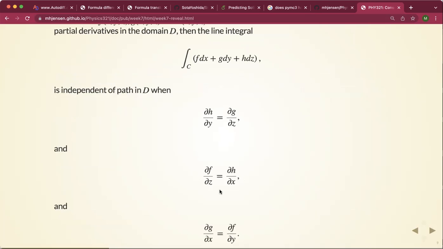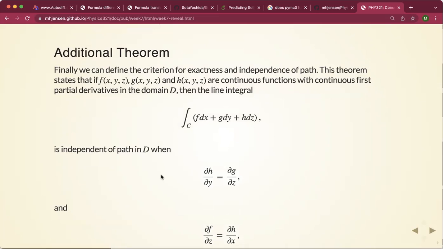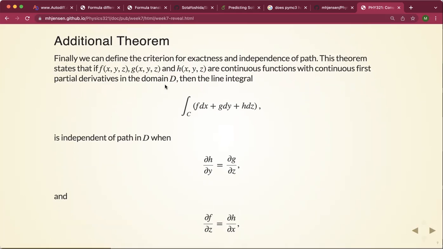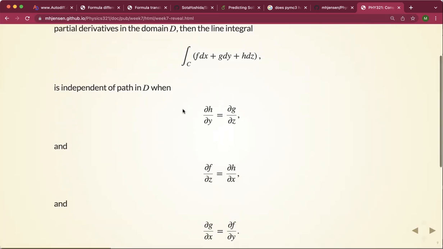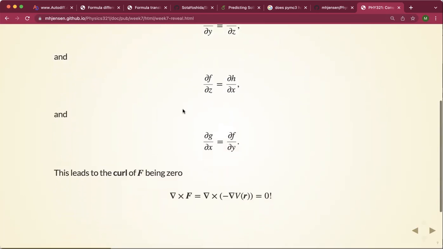And then there is additionally the final part. We can define the criterion for exactness and independence of path. And that theorem states that they are continuous functions with continuous first partial derivatives. So this is an important assumption. And these are independent of path if we can make these assumptions here.